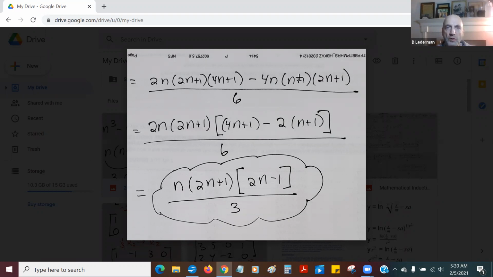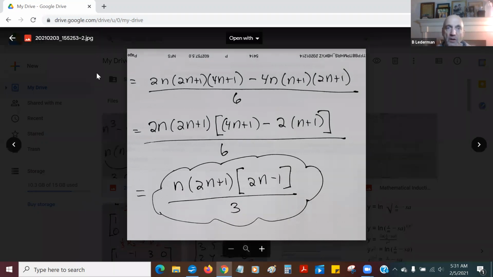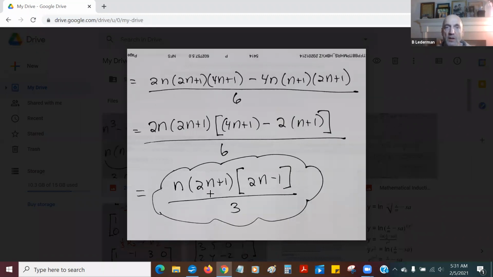Now, I'm going to do some combining. I'm going to factor out a 2n and a 2n plus 1 from both of these guys on top. So I have 2n times 2n plus 1, and I'm left with 4n plus 1, which you see from right here, minus 2 times n plus 1, because that 4, I took a 2 out of it, so there's only 2 left, and there's an n plus 1. And now when I combine this, 4n plus 1 minus 2 times n plus 1 is 2n minus 1. So I've shown that Q, which is what I solved for, is equal to n times 2n plus 1 times 2n minus 1 over 3. And we've derived a formula now for the sum of the odd squares.